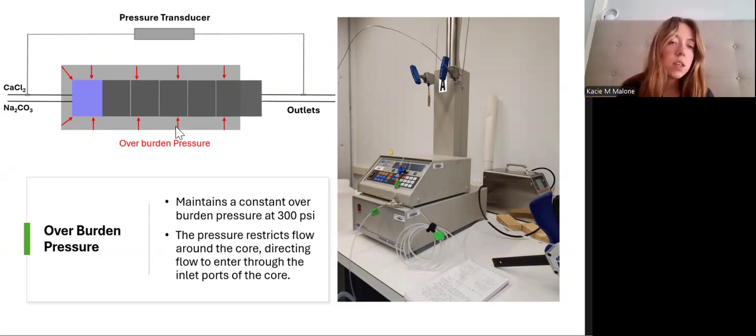So as we can see with these arrows that represent overburden pressure, they are acting against the rubber sleeve, sort of forming it to be tight against the core and spacers. Therefore, when fluid enters through these injection tubes, fluid will be restricted from going around the outer edge of the core and rather be directed to go directly through the core and interact with our etched geometry.